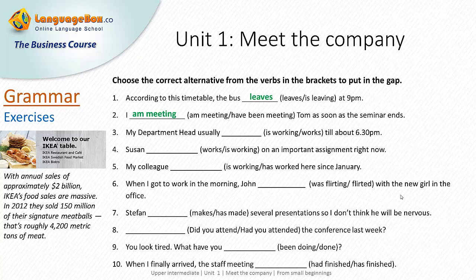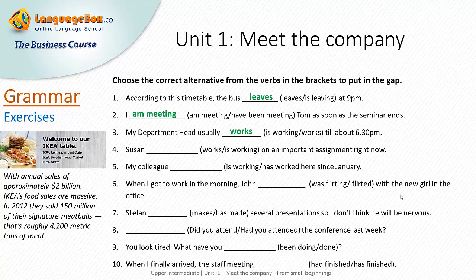Number 3, my department head usually is working or works till about 6:30 p.m. Do you remember this word usually? Which tense do we use that word usually with? Yes, it's the simple present tense. Things that we do, it was a routine function, things that we do every day. So our answer for number 3 is going to be the simple present answer. My department head usually works till about 6:30 p.m.